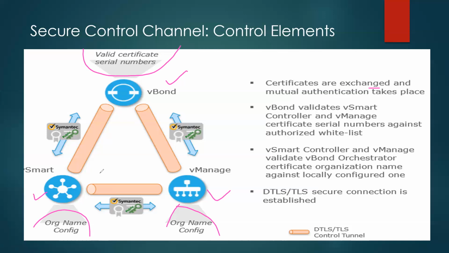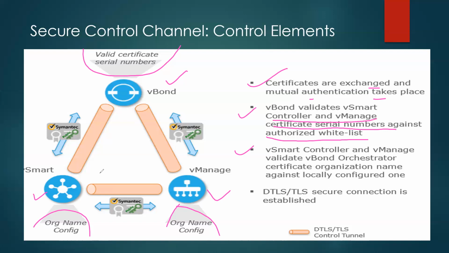Certificates are exchanged and mutual authentication takes place, that we know. Meaning vSmart, vManage, vBond will challenge their peers, and if they're satisfied, only then will they form either a TLS or DTLS connection. Okay, no brainer. Then these are statements: vBond validates vSmart and vManage certificate serial number against the authorized whitelist.